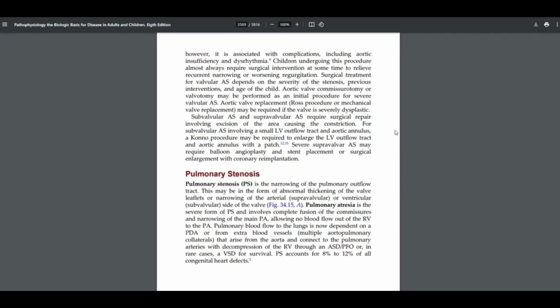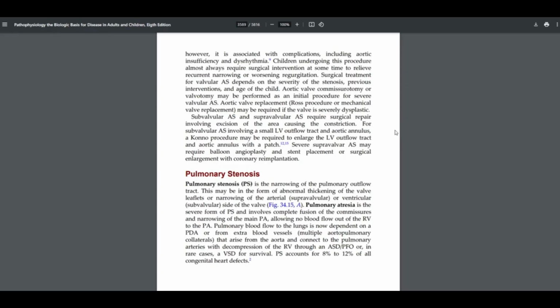Children undergoing this procedure almost always require surgical intervention at some time to relieve recurrent narrowing and worsening regurgitation. Surgical treatment for valvular aortic stenosis depends on the severity of the stenosis, previous intervention, and age of the child. Aortic valve commissurotomy or valvotomy may be performed as an initial procedure for severe valvular aortic stenosis. Aortic valve replacement or the Ross procedure may be required if the valve is severely dysplastic.